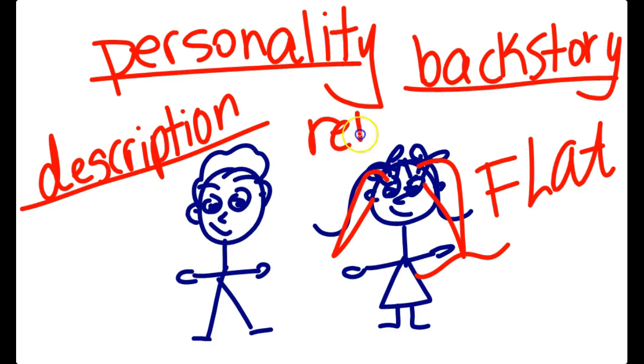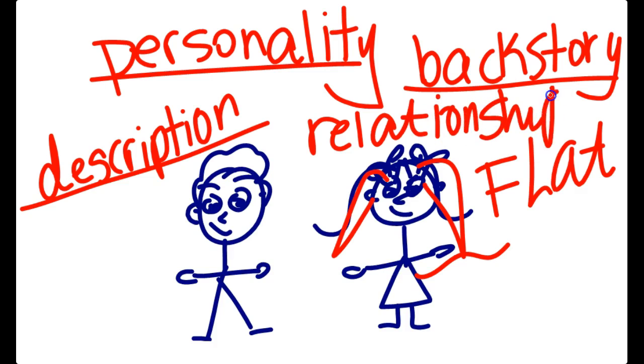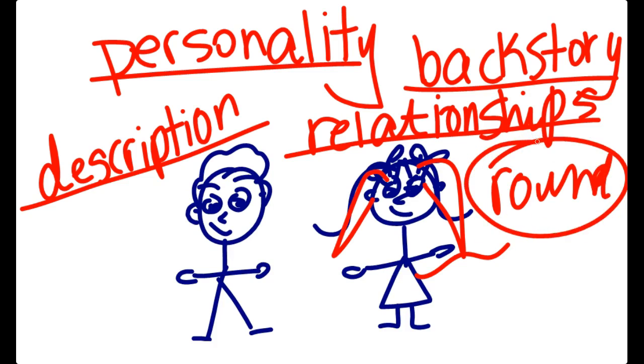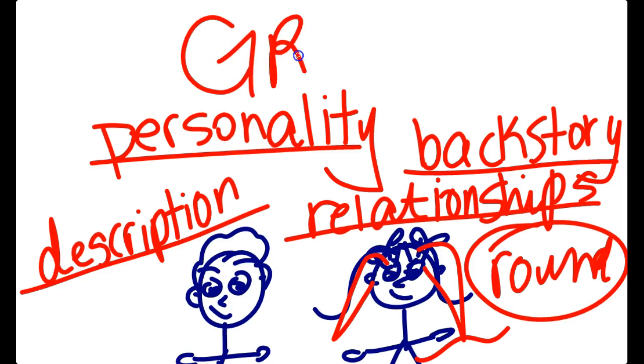You also want to know about the character's relationships with other people. Do they have best friends? Do they have sisters, brothers? How are your character's relationships with other people, right? And that's how you go from having a flat character to having what we call a round character. A round character is a character that has a very developed backstory, personality, description, and also the character is going to grow during the story in some way.